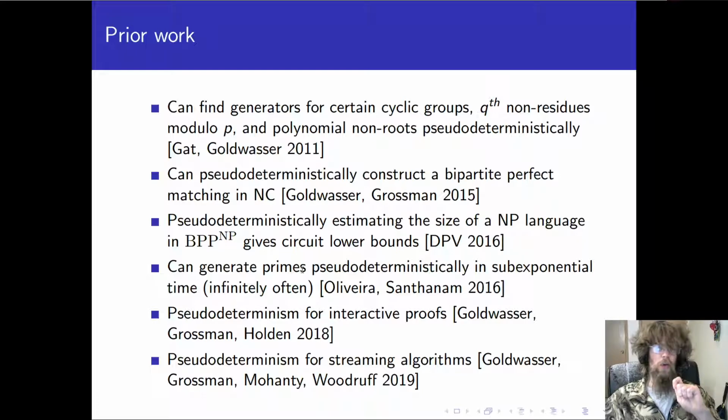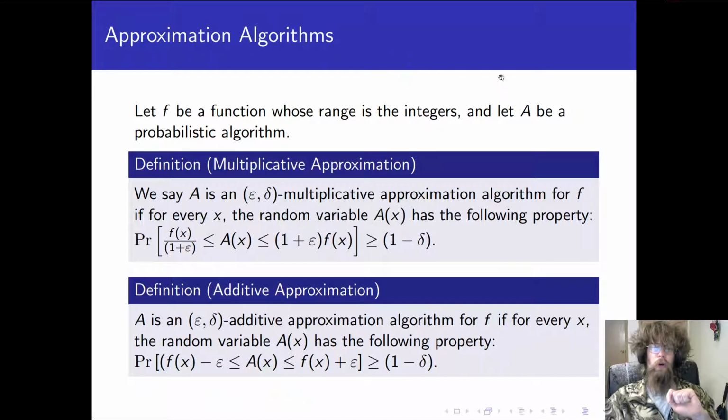It's possible to generate primes pseudodeterministically in sub-exponential time at infinitely many input lengths. That was shown by Oliveira and Santhanam. And then Goldwasser, Grossman, and Holden considered pseudodeterminism for interactive proofs, and Goldwasser, Grossman, Mohanty, and Woodruff considered pseudodeterminism for streaming algorithms. So there are a lot of places and ways you can apply this concept. All right, so now it's time for our results.